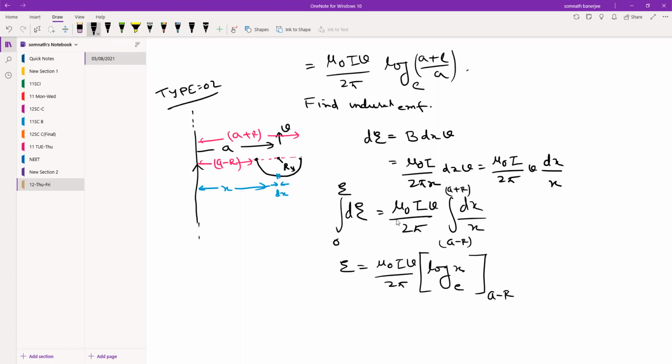Integral from A minus R to A plus R. So my induced EMF is mu naught I V by 2 pi, log A plus R base e minus log A minus R base e.